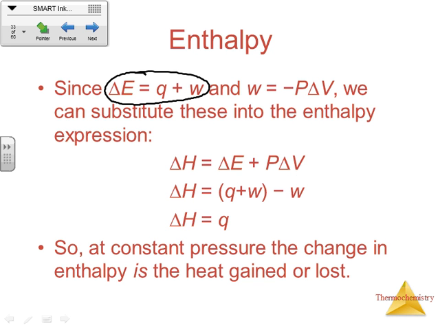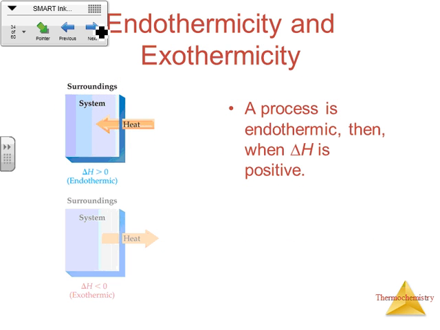So at constant pressure, change in enthalpy is the heat gained or lost, okay? Enthalpy is a little bit broader definition than just the heat gained or lost, but at a constant pressure, delta H, the enthalpy, and the heat gained or lost are the same thing, okay? Endothermicity and exothermicity. I guess those are words. They're in the book, so I'm going to go with it.